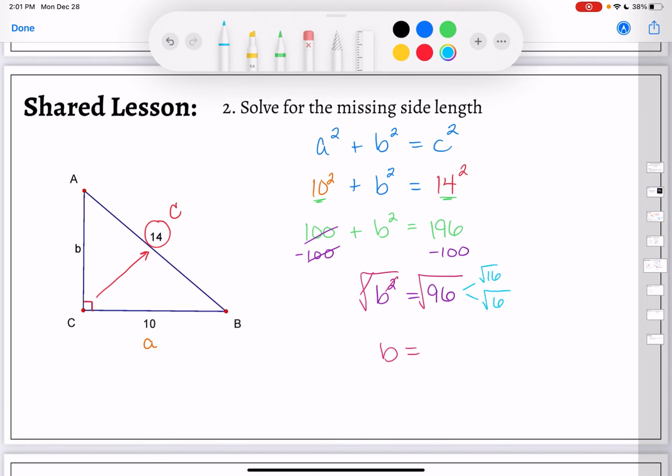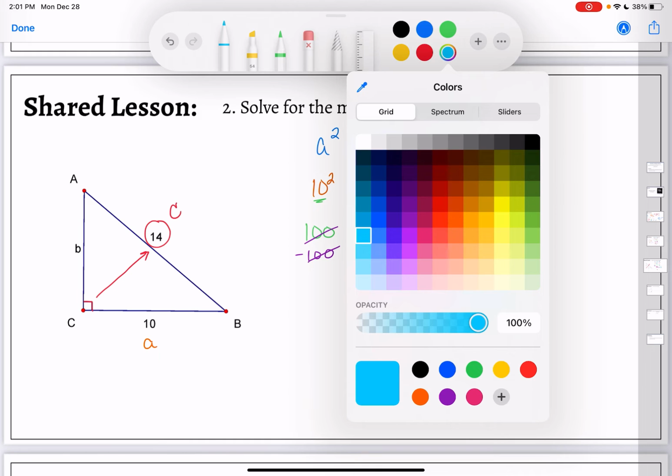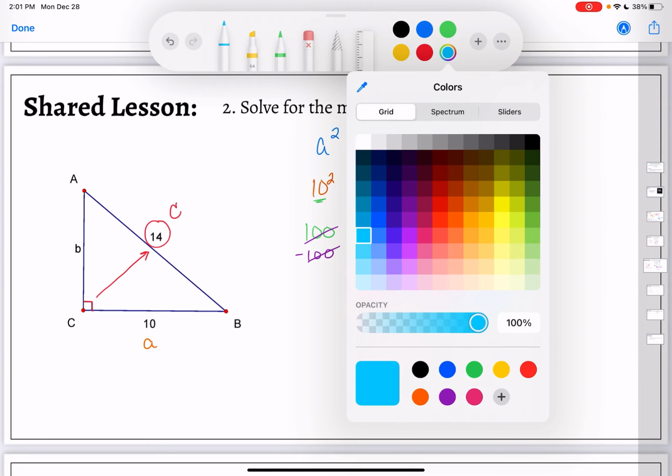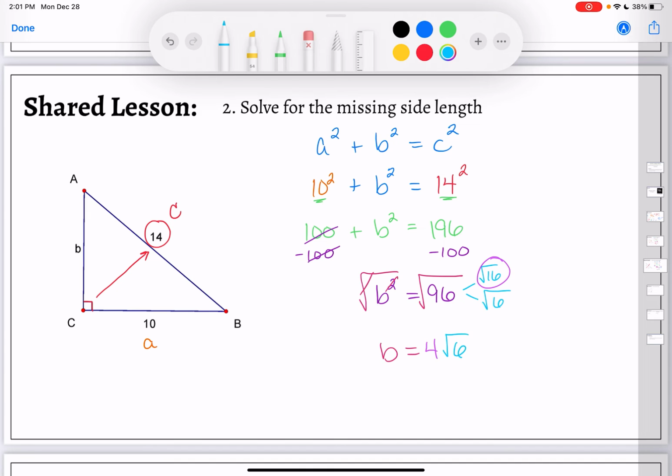Okay. So remember how to reduce those radicals from back at the beginning of this unit. This is why we do it. So our perfect square here is 16, so I have 4 radical 6. So B equals 4 radical 6 is my final answer here on this one.